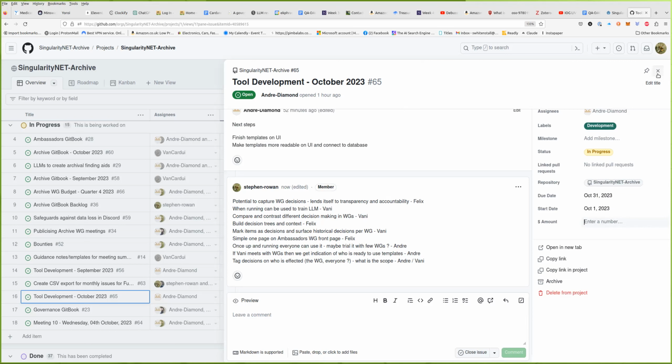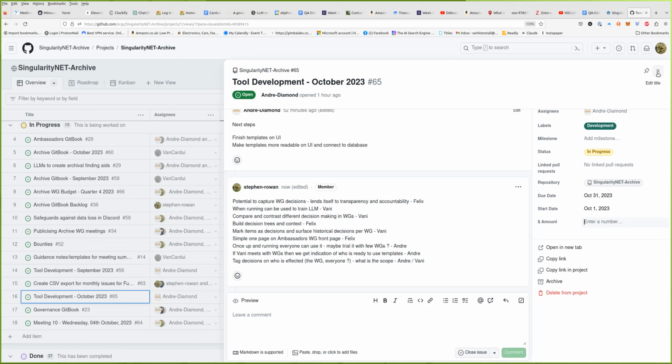I know we're not working for very much here, but I'm learning. I know, but we're developing a decision-making system for the ambassadors program, and an archiving system.